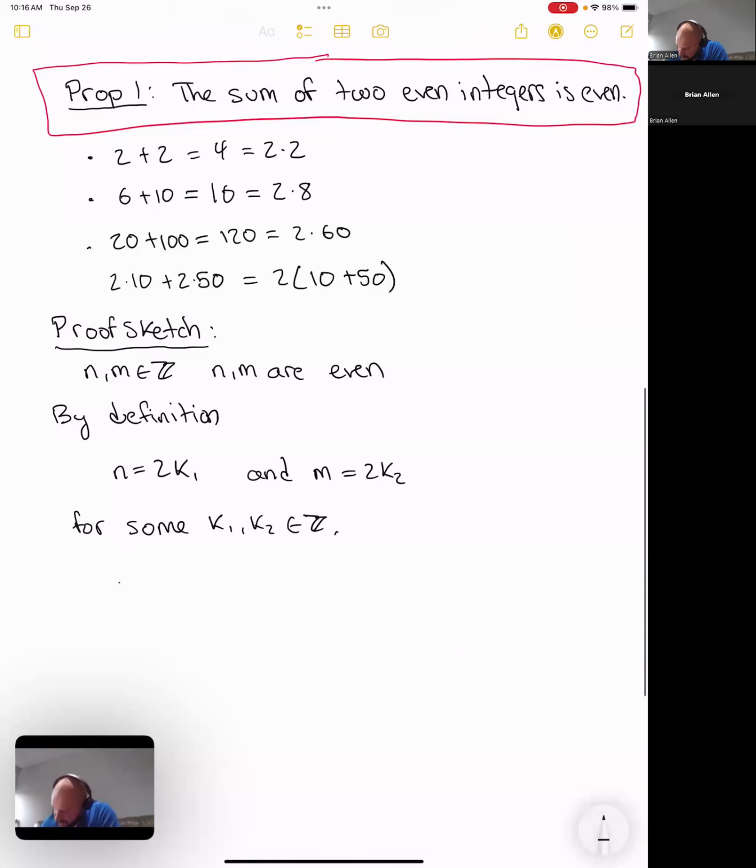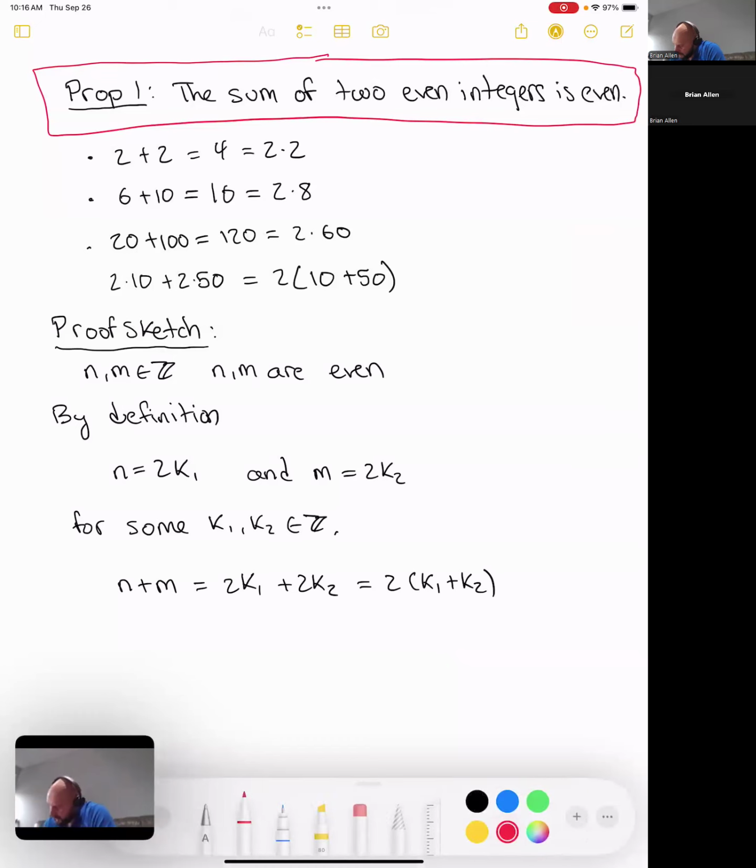So now I can go into adding them. So, okay, I want to take the sum and I want to say that it's even, right? So, well, the sum is 2k1 plus 2k2, right? And now I see that I can pull a 2 out just like we did before, but now we're doing it in general. And now the point is that what we have left over is also an integer. So now we've seen that the sum of two even integers can be written as 2 times an integer, and that's what it means to be even, right?